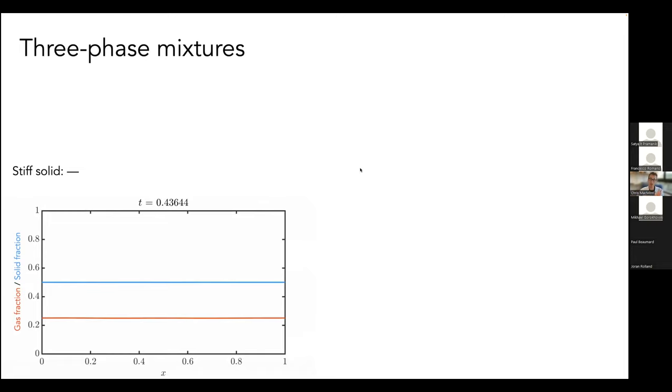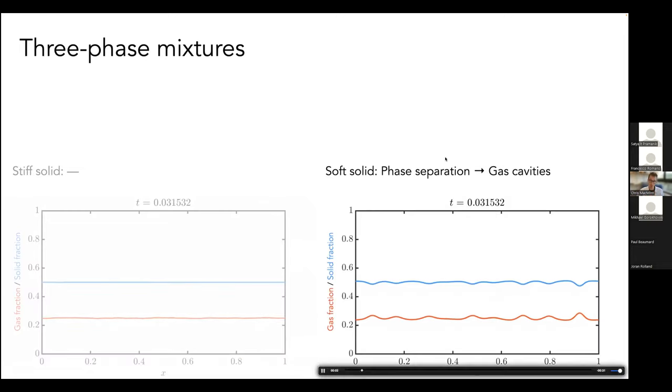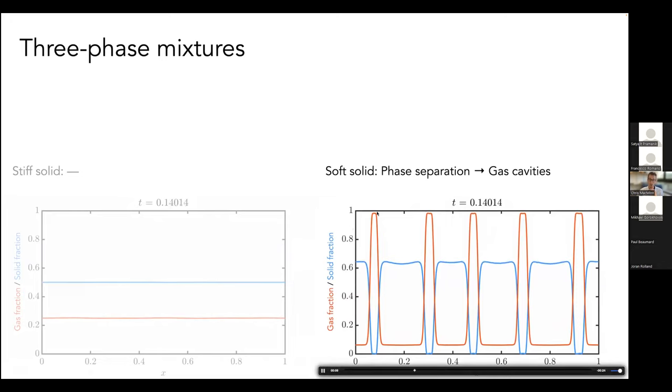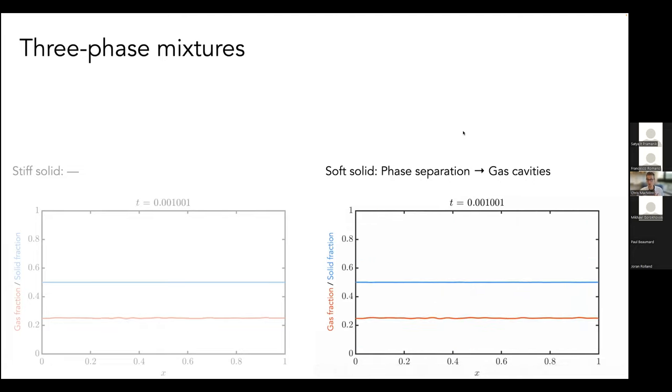And so it doesn't happen. But then if we make the solid soft, this is the same initial condition, but for a much softer solid, what we see is exactly what we want, which is spontaneous phase separation. So we get the formation of gas-rich cavities or bubbles separated by regions where the solid is being squished, and that's where all the liquid goes as well. So we've got about 65% solid, the rest of the pore space there is full of liquid, and then nearly 100% gas in the cavities in between. So that's exactly the phase separation behavior that we're interested in. So just in terms of proof of concept, that's really good.